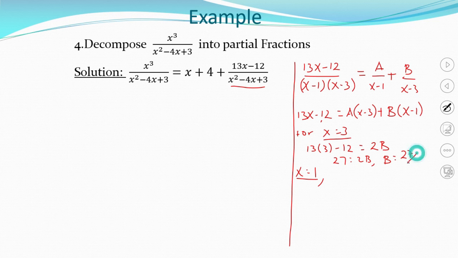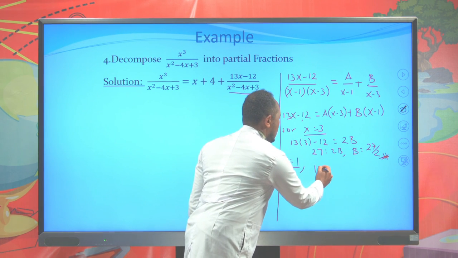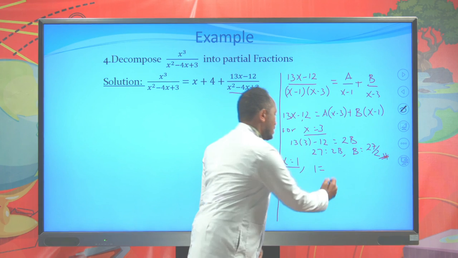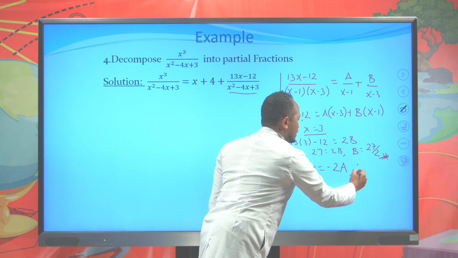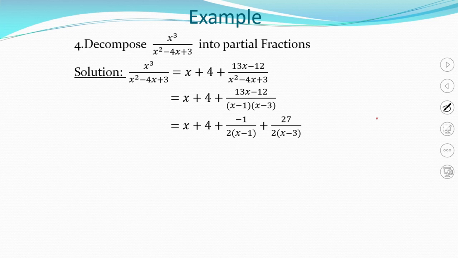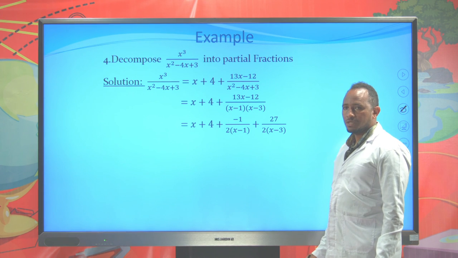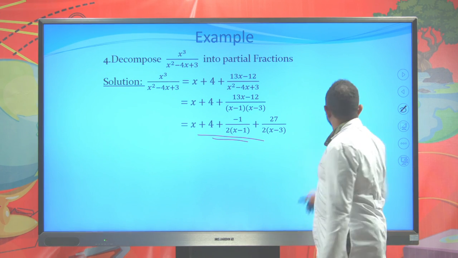And for x equal to 1, when you put 1 here, 13 minus 12 is 1. 1 is equal to, when you put 1 here, 1 minus 3 is negative 2, so negative 2a. The b term becomes 0. Therefore, a is equal to negative 1 over 2. So the decomposition of this expression will be negative 1 over 2 times x minus 1 plus 27 over 2 times x minus 3. So this is it. The final decomposition of the given expression is this one.